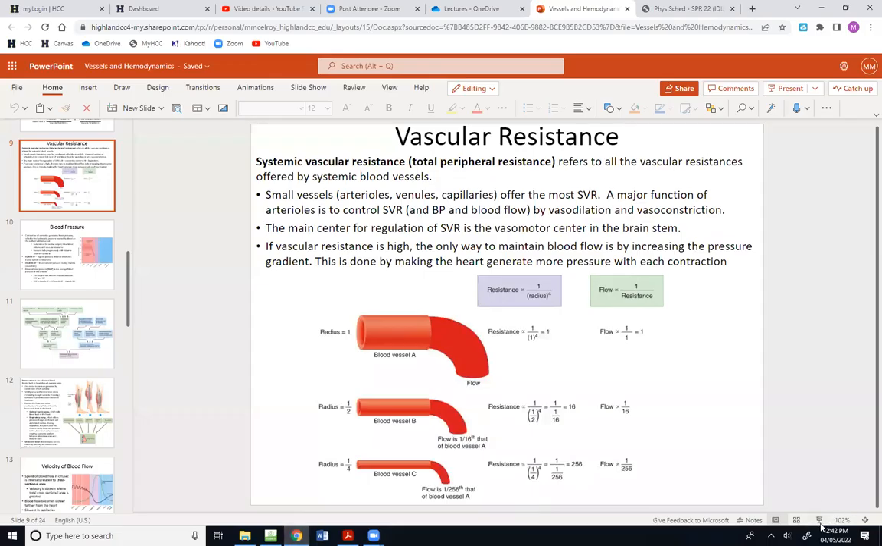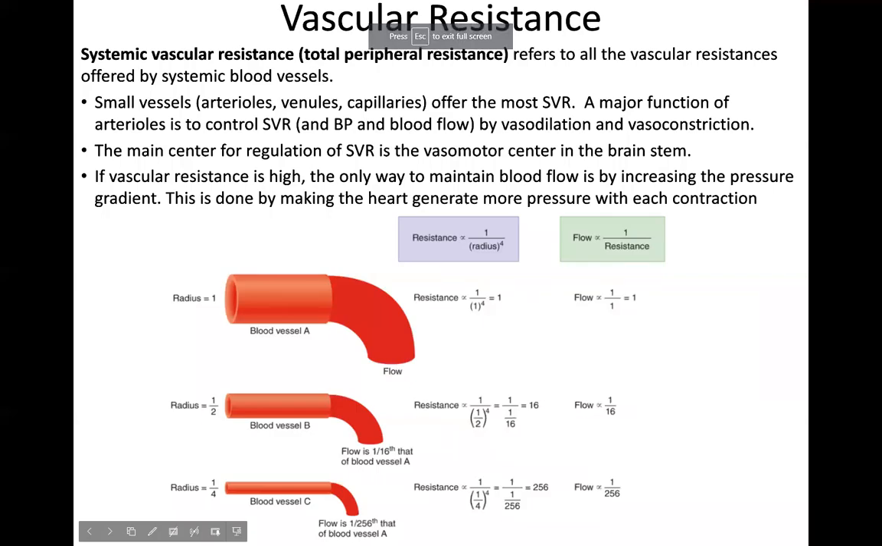So last thing, if I remember correctly, we were talking about was systemic vascular resistance. Systemic vascular resistance, or total peripheral resistance, remember, is the opposition to the flow of blood through our blood vessels. We learned that the smaller the blood vessel is, the higher the resistance is. And the very last thing we talked about was the very last bullet there.